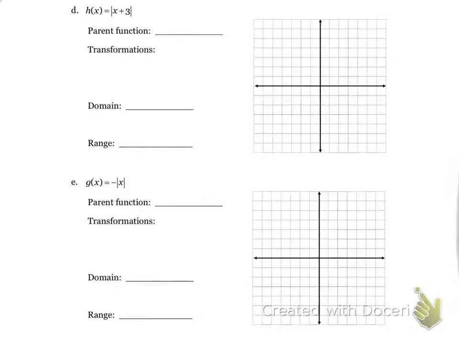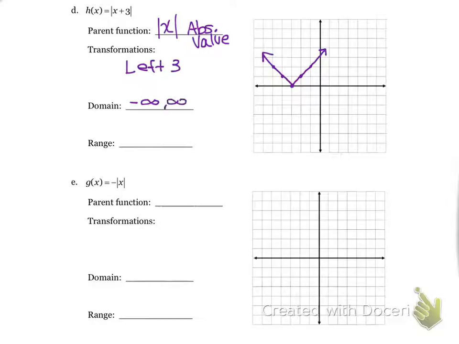So this parent function is the absolute value of x. It's the absolute value function. And we are going to go to the left 3. It's a horizontal shift. So I know I go through the origin, but I'm going to count over left 3. And then it's similar to a quadratic, except it's the V shape. So the domain is going to be all real numbers, and my range is 0 to infinity.